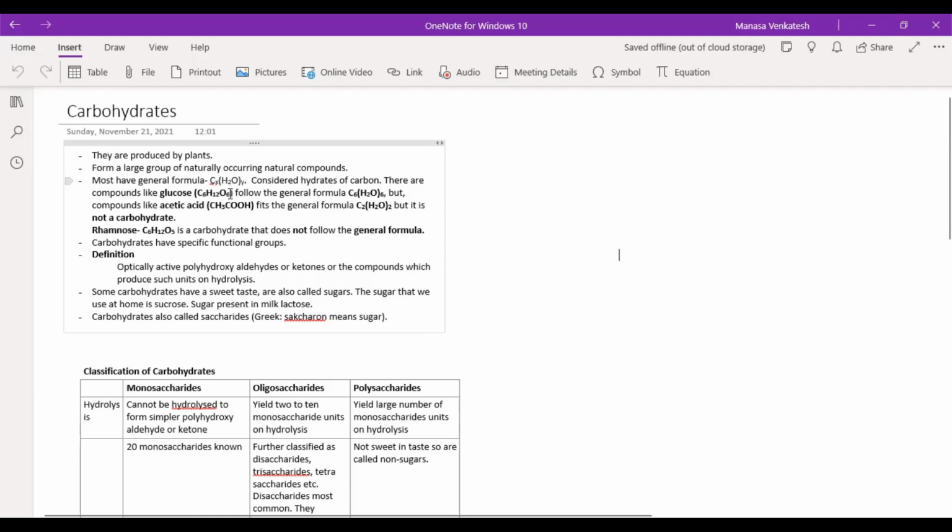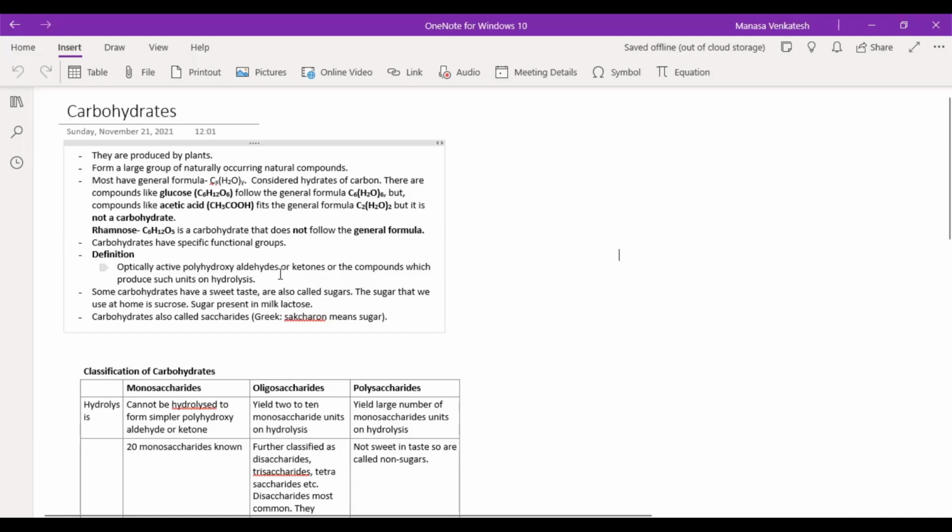But there are various examples like acetic acid which followed this formula, and yet acetic acid is not a carbohydrate. Rhamnose is a carbohydrate, but it does not follow this formula. So the definition of carbohydrate was given as optically active polyhydroxyaldehydes or ketones. The word polyhydroxy means that it has many OH groups. I don't want to quantify it, but it has many OH groups, and it has an aldehyde or a ketone, and they produce such units on hydrolysis. So when a carbohydrate hydrolyzes, it gives rise to polyhydroxyaldehydes or ketones.